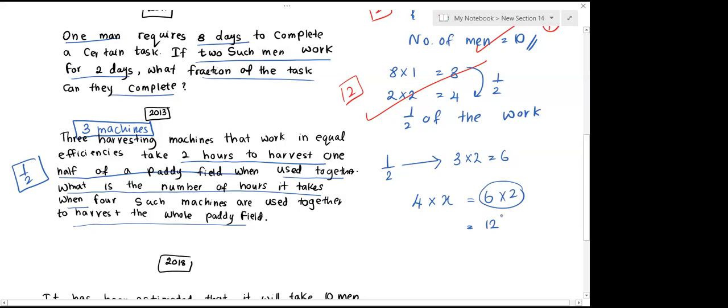Okay, then to finish the whole paddy field, it is 6 times 2, 12. Okay, 4x, divide both sides by 4. X is equal to 3. That means 3 hours needed. 3 hours. Okay, it takes 3 hours.